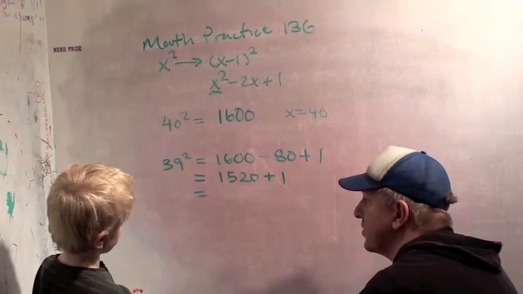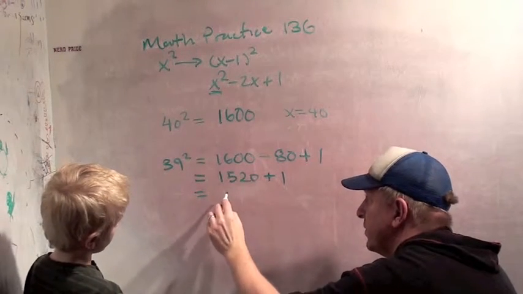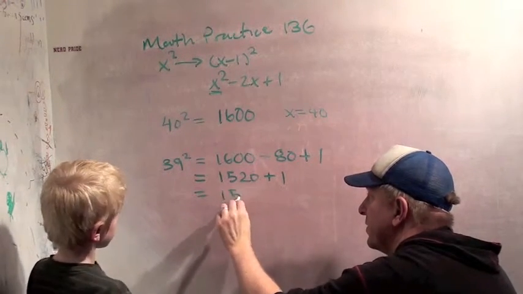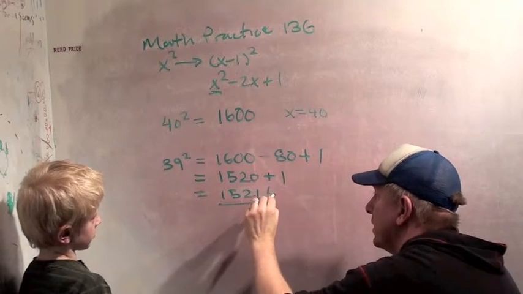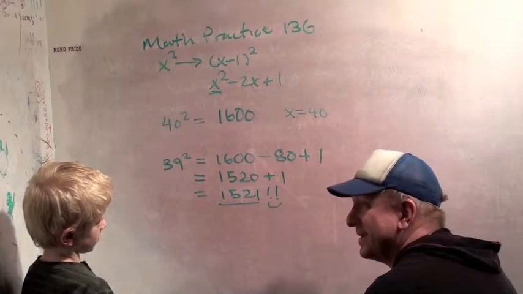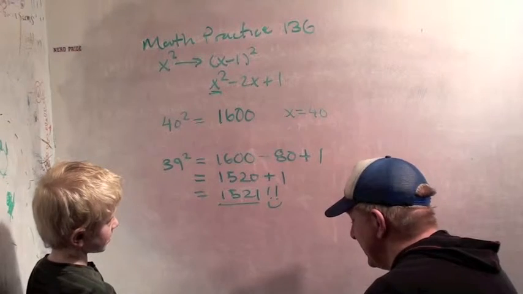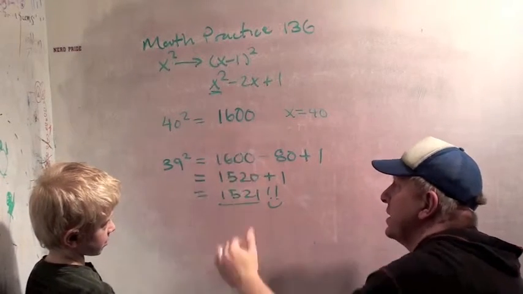So we get 39 squared is 1521. Yay! Okay, so that's how we can go backwards.